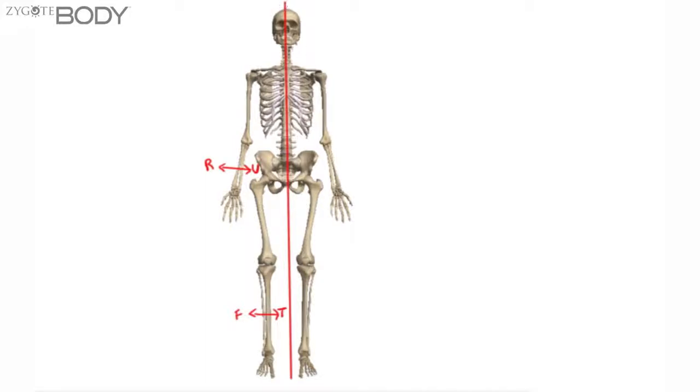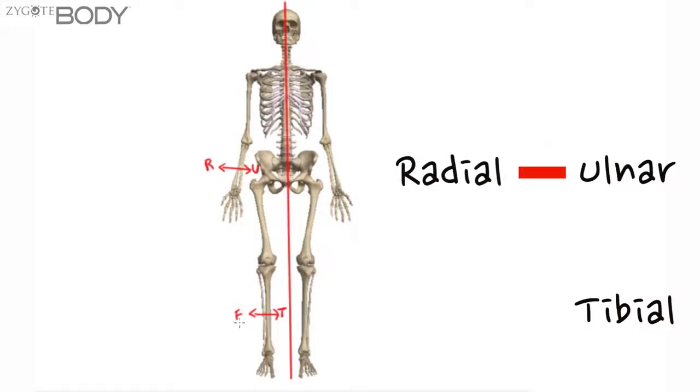And looking here, this is the midline. So towards the midline, or medially, I can find the ulna and the tibia. And I can also describe that structures are found on the ulnar side or the tibial side. And the same thing, going away from the midline, I find the radius and the fibula, going laterally, and therefore I can say that structures are found on the radial and fibular side.